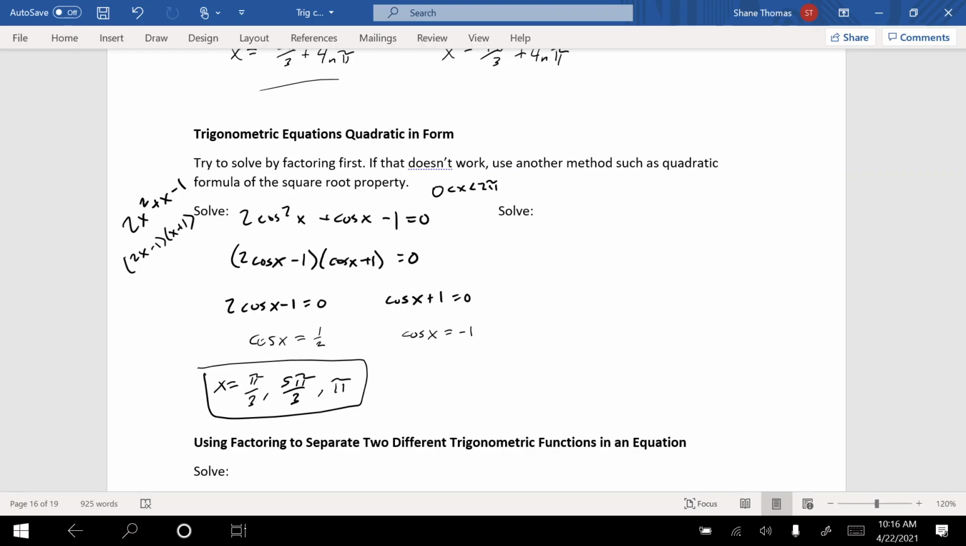All right, let's do another one. So that was just straight factoring. Let's do one with the square root property. So this one I have 4 sine squared of x minus 1 equals 0. Same restrictions. X is between 0 and 2 pi.